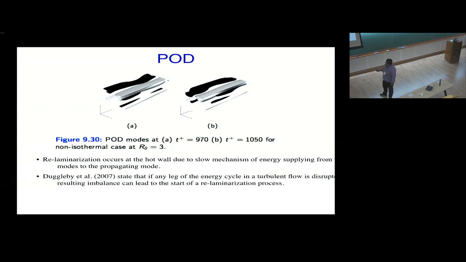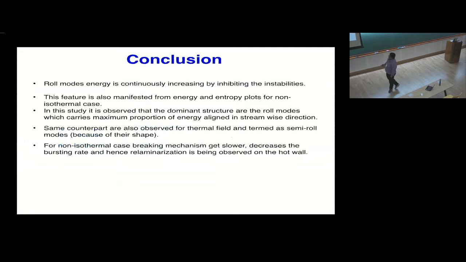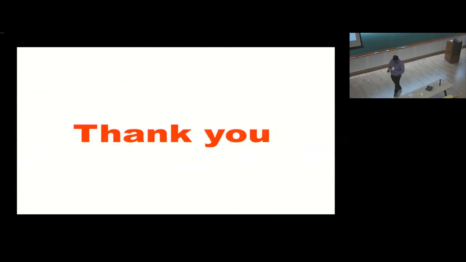But what I think is that there's some interplay between this propagating mode and the roll modes, which basically inhibits turbulence in the hot part of the channel. So that is what I wanted to contribute. Thank you. If you have any questions, please.